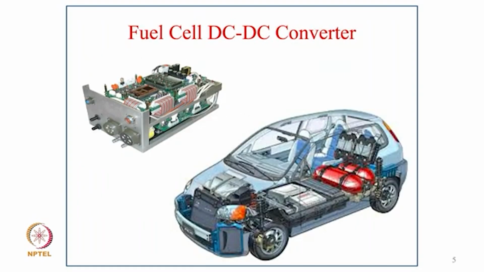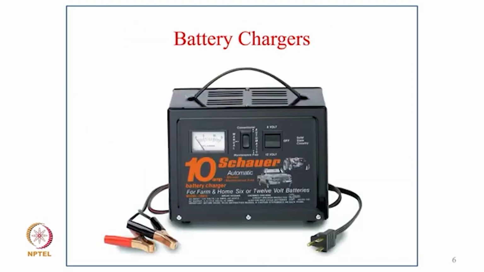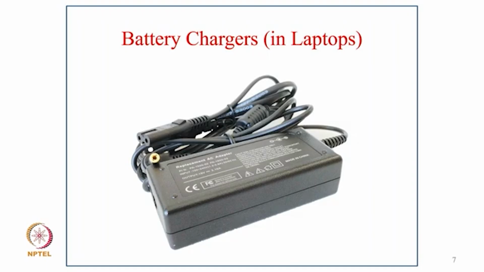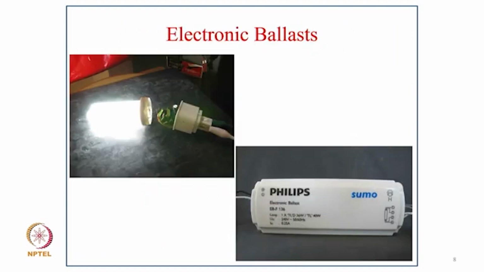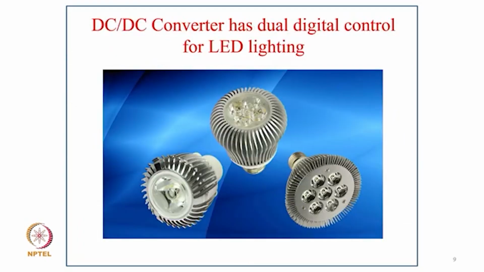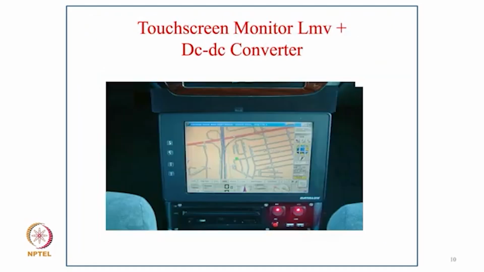Starting with the first, you can see the photograph of a fuel cell DC-DC converter, to show how a typical non-isolated DC-DC converter looks. Then battery chargers: for charging the battery we use the DC-DC converter for controlling the charging current. Then a battery charger for laptops, then electronic ballast, earlier for CFL and nowadays for LED lighting systems. You can see a DC converter with a dual digital control LED lighting system.